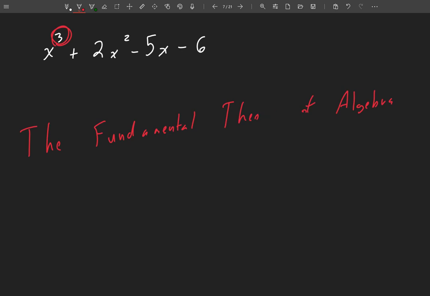That doesn't look like theorem. Let me try to write a little better. Theorem of algebra. Okay.